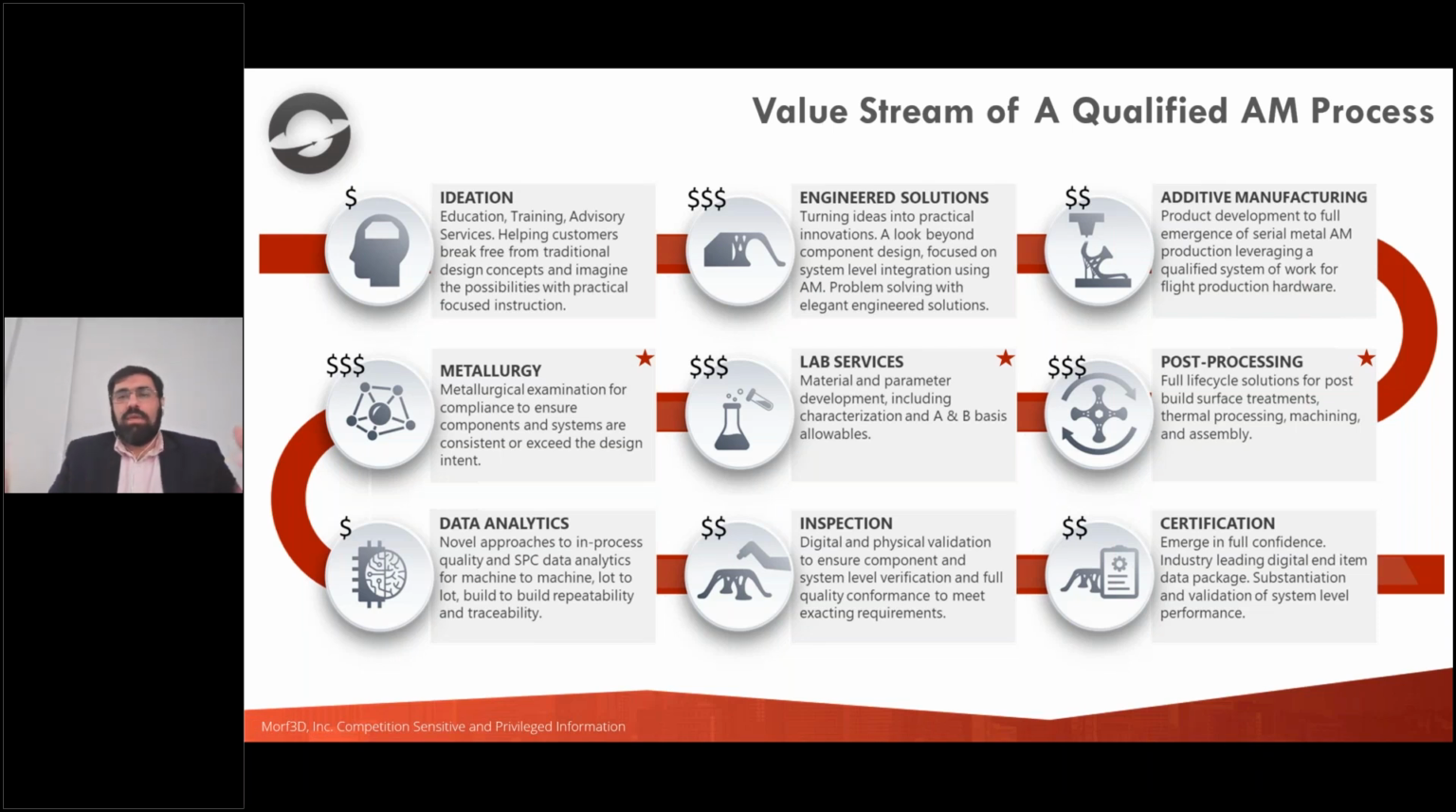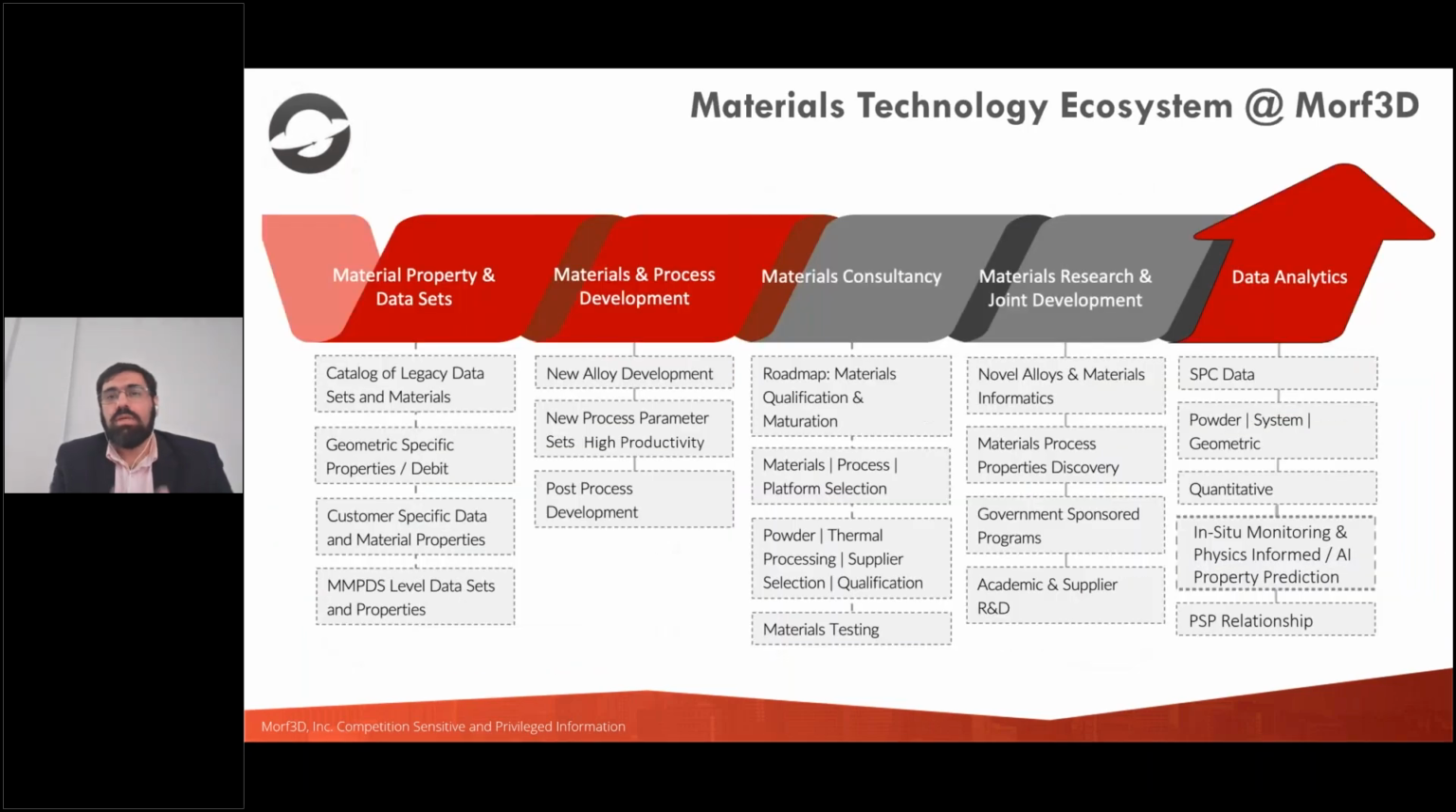So I heard that from the 6K folks, and I say, great, the vision is great. This is exactly what we are also envisioning of how sustainability should look, how we can industrialize additive manufacturing, but here's the data and what we should do. So obviously to make this value stream of AM qualification happen, at Morph 3D we look at the material technology ecosystem in this way: today we are very much depending on material properties and data sets. And of course, in the future, we want to do more and more material informatics and use more and more data analytics.